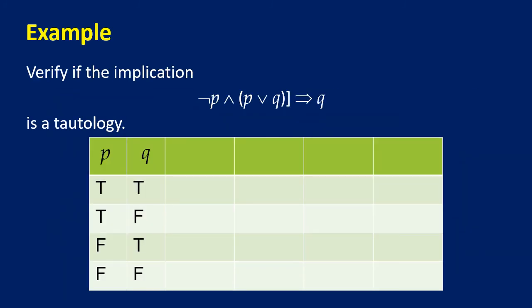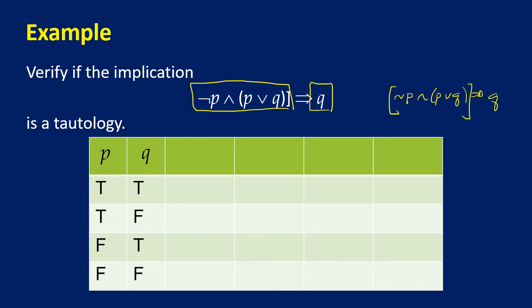Alright, so let's verify if this implication is a tautology. We're not sure yet. I just have two propositions here, P and Q, so that's why we have four rows. What are the columns that we need? This is actually an implication of this and this. Definitely we need a column for the last one, not P and P or Q implies Q. But first, we need a column that joins this and this, so we need a column for not P and for P or Q.